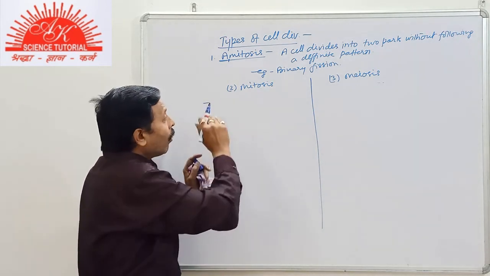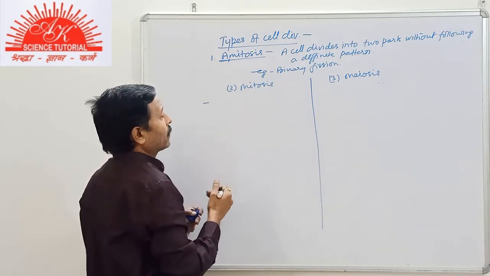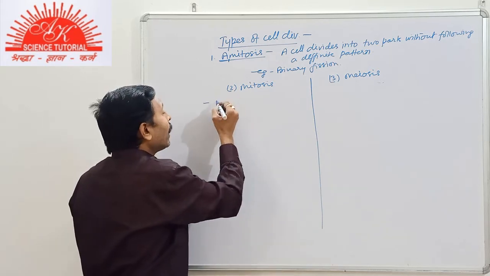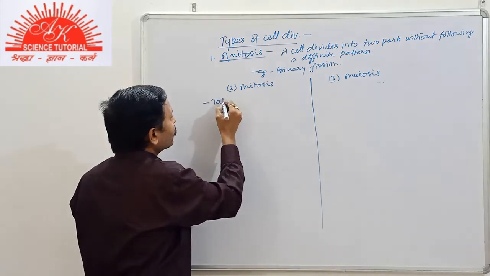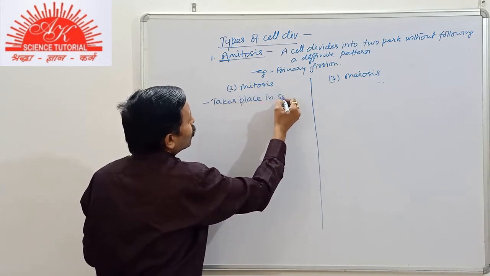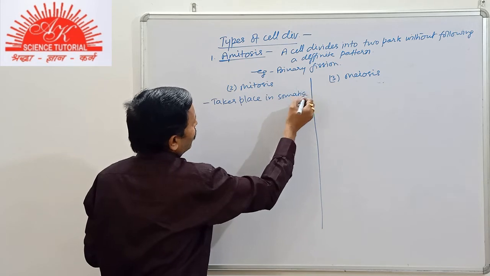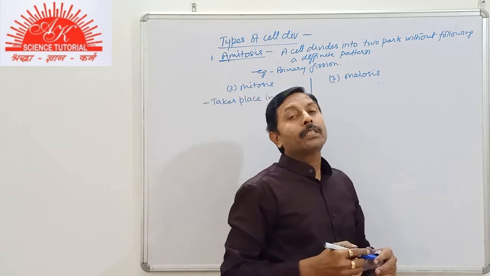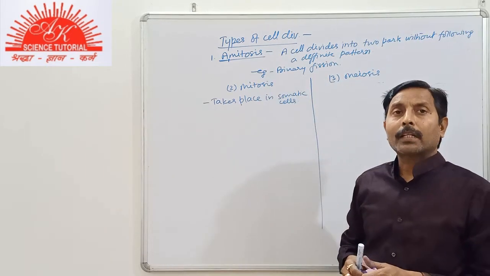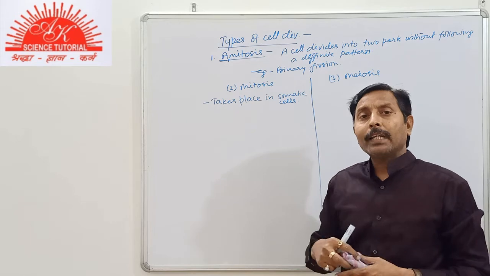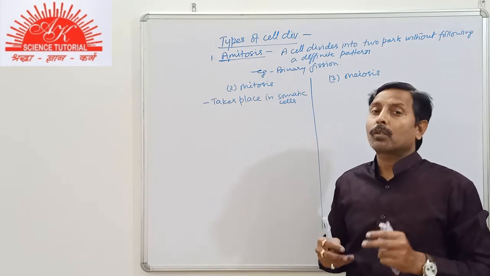First, on the basis of types of cells: in which type of cells does it take place? Mitosis takes place in somatic cells. Somatic means general body cells, where growth, repair, replacement has to take place. In every part of the body, it will take place.